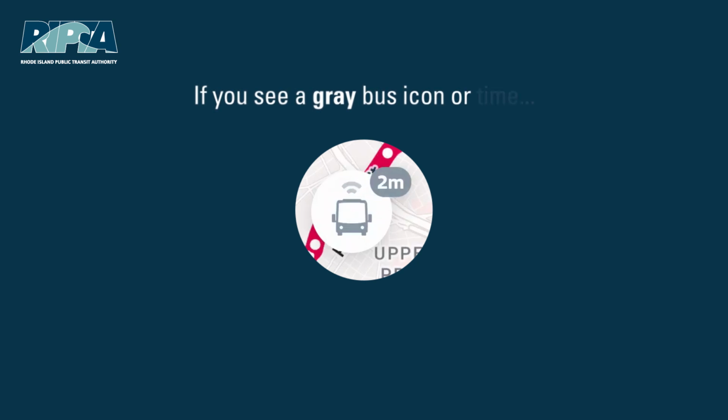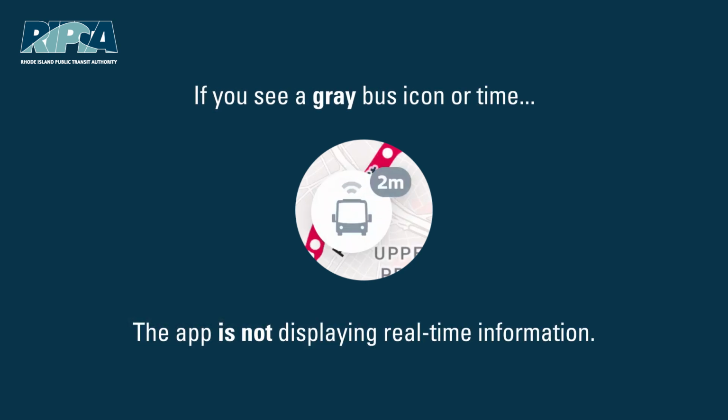Blurred crossfade transition to a gray bus icon at the center of the frame. Top text now reads, "If you see a gray bus icon or time." Under the bus icon, another line of text reads, "The app is not displaying real-time information."